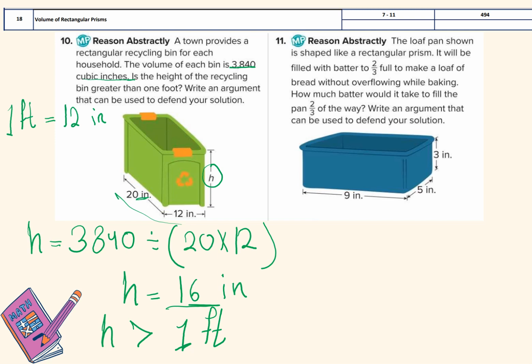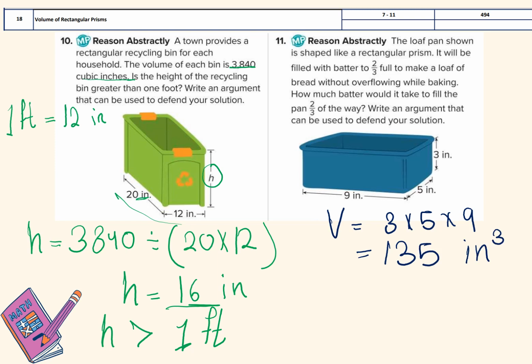Well, firstly, I'll be finding the volume of that pan. The volume is going to be 3 times 5 times 9, the length times the width times the height. 3 times 5 is 15, times 9. The answer is going to be 135 cubic inches for sure. Cubic inches.